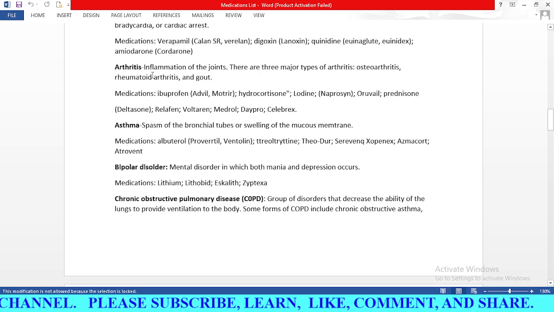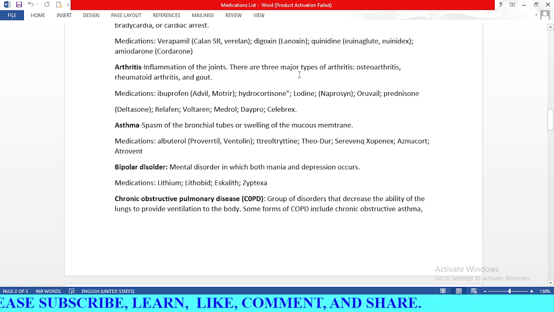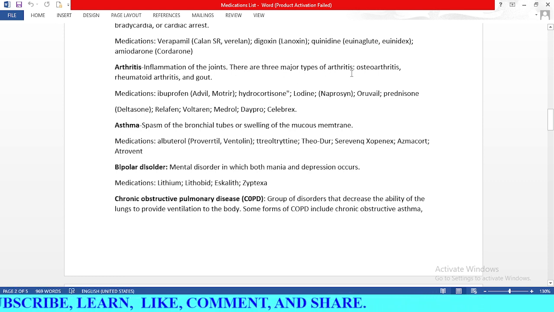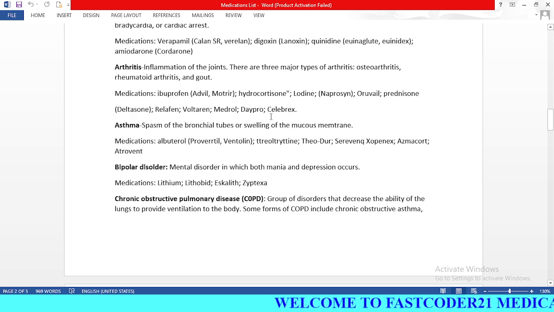The next one is arthritis, inflammation of the joint. Usually we have three types of arthritis: osteoarthritis, rheumatoid arthritis, and gout. If you find osteoarthritis in the documentation, we need to find medications like ibuprofen, hydrocortisone, Lodine, prednisone, Voltaren, Medrol, or Celebrex. If you see Celebrex, you need to find the condition which is related to Celebrex.